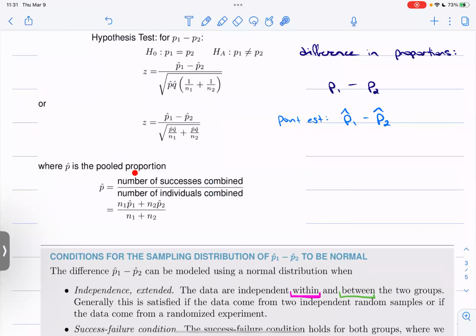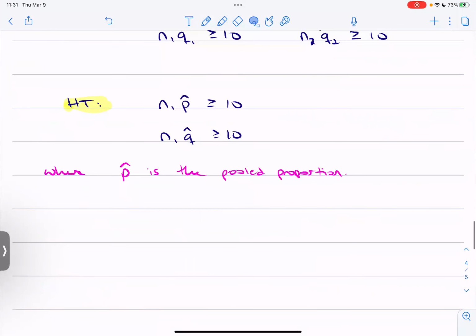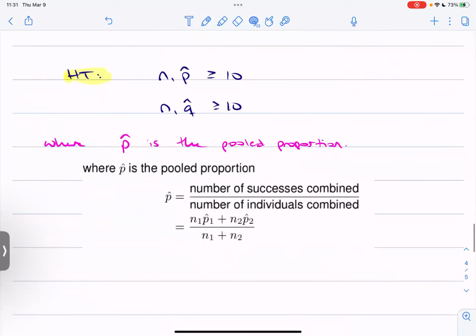Okay? So it's very large just because I've given you two different ways of calculating Z, and I've told you what the pooled proportion is. Okay? Because the hypothesis test or your Z score depends on the pooled proportion. So I'm going to grab from the formula sheet here.